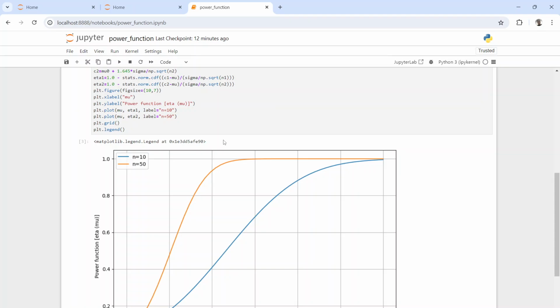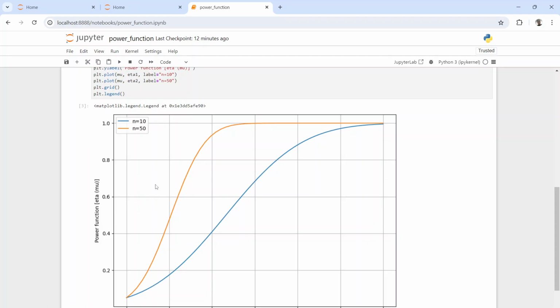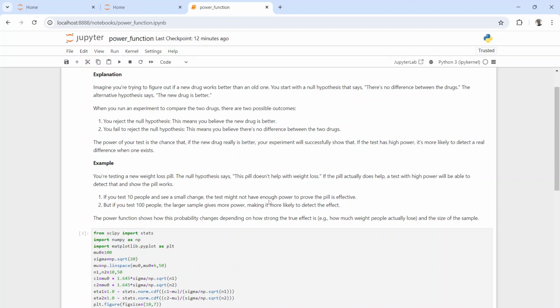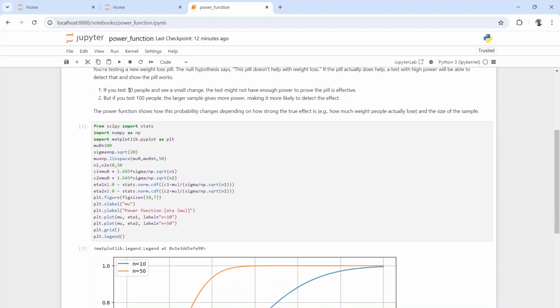So here you can see that as we have increased the sample size, the power function has increased in this case. So this means that it is basically satisfying this criteria. Here we are basically rejecting the null hypothesis, and we are also seeing the effect that if we increase the sample size, the larger sample will give more power, making it more likely to detect the effect.